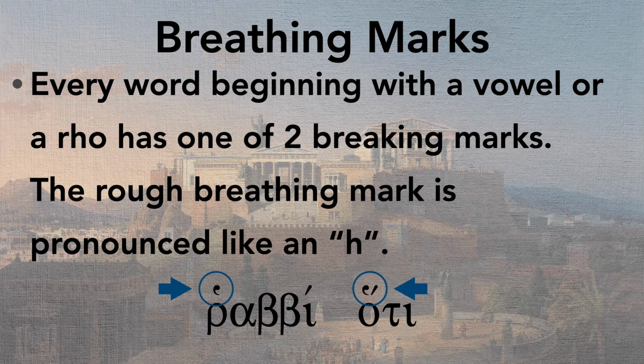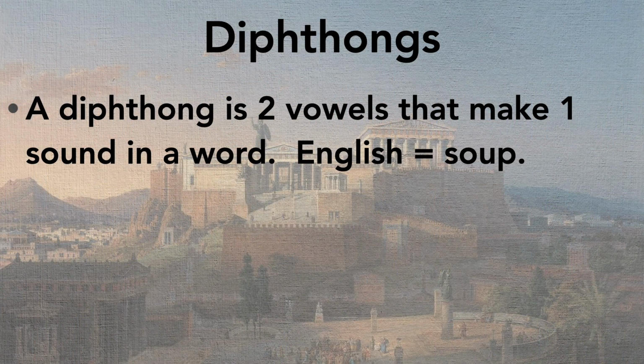So you got to look for those breathing marks. Remember, if it opens to the left, the smooth breathing mark, we're not going to voice it, we're not going to pronounce it. If it opens to the right, it's a rough breathing mark, and we're going to pronounce it like an H sound. So let's talk about diphthongs.